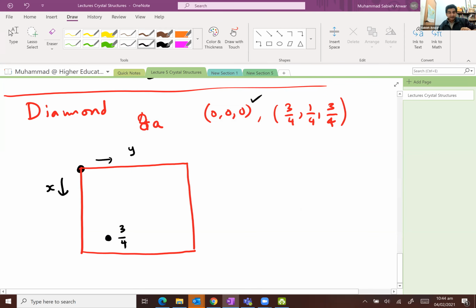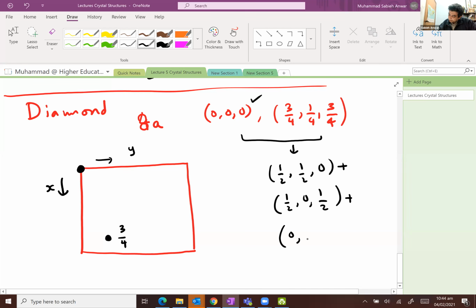Okay, but then I need to satisfy the face centering condition as well. What face centering means is that I need to add half, half, 0 to this. I need to add half, 0, half to this, and I need to add 0, half, half to these points. So let me first add this thing. So this really means that I take this point, X advanced by half, Y advanced by half, and I end up here. Elevation still remains 0.